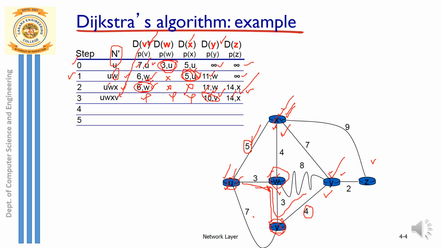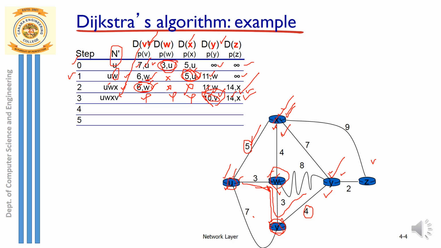So what was that 11? U to v 7, again v to y it was 4, so 7 plus 4 was 11, which was greater. So definitely from u to w, w to v, and finally from v to y, the cost is less, that is 10, v, and via the node v now I have calculated the new shortest distance, that is 10, v. The next one, 14, x, is the same.